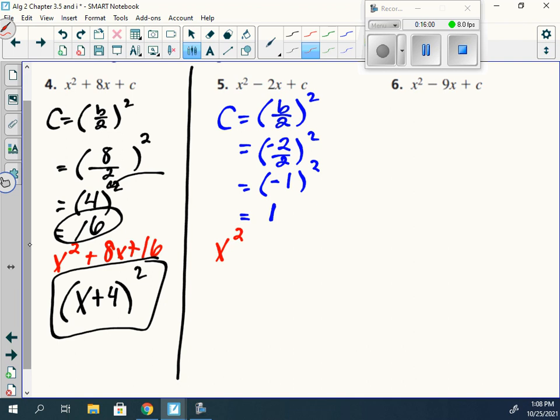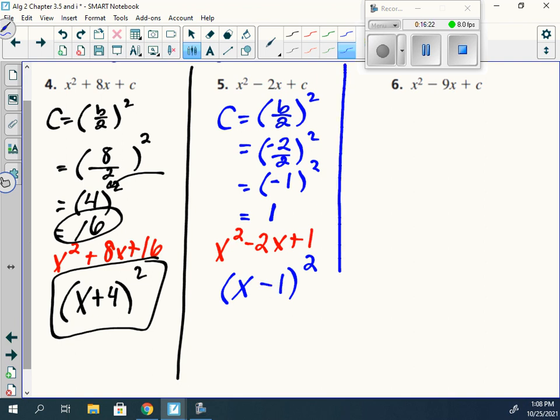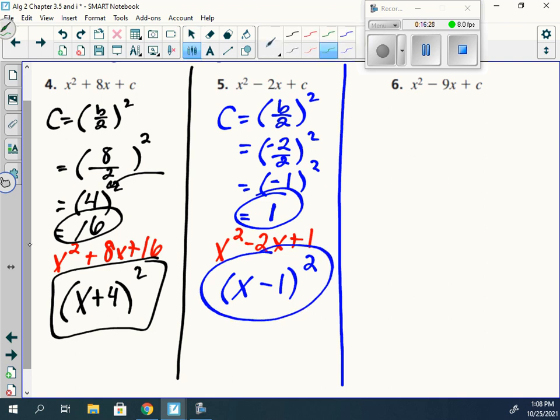So the trinomial that we have now would be x squared minus 2x plus 1. We'll plug the value of c back in. Now our binomial that's being squared would be what? x minus 1. Any other questions on this here?